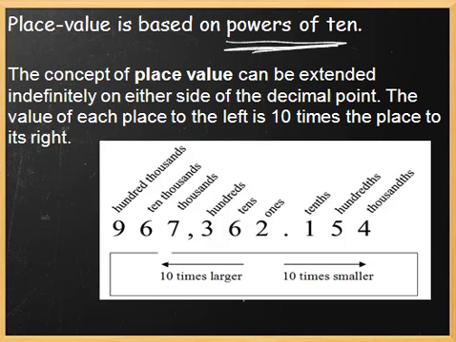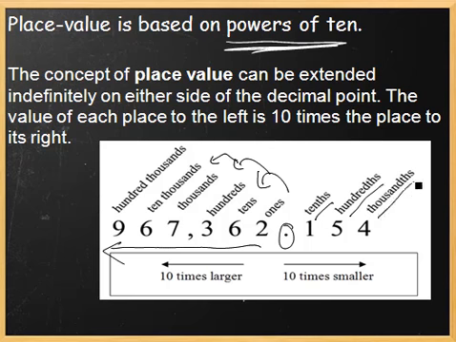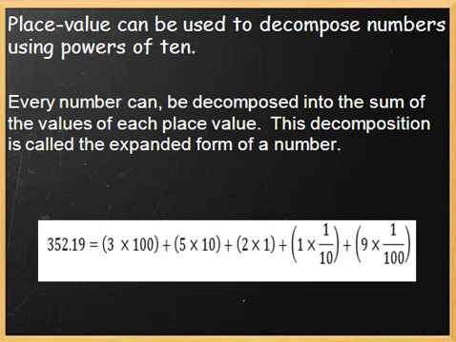Let's look at the place value as it is based off of our powers of 10. If we go to the right and left of the decimal, we have our place values. Over on the left of our decimal, we have our ones, tens, hundreds, and so on. Each time we're getting 10 times larger as we move from one place value to the next. After the decimal, we have our tenths place value, hundredths, and thousandths, and as we move to the right of the decimal, we get 10 times smaller. We can use this place value to decompose our numbers into powers of 10.